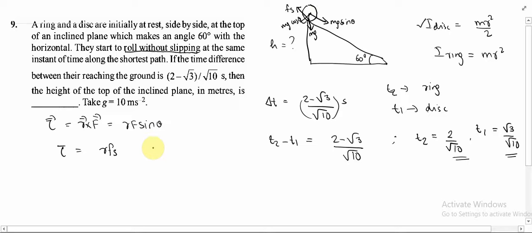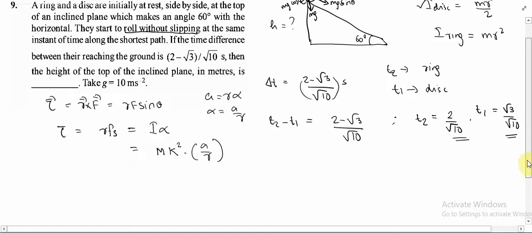And we know that torque is given by I alpha. So we get R Fs is equal to I into alpha. Also we know that a is equal to R alpha, linear acceleration is equal to radius times angular acceleration, and alpha is equal to a by R. So substituting alpha in this equation, and writing the moment of inertia I generally as m k square, where k is the radius of gyration, we get m k square into a by R.